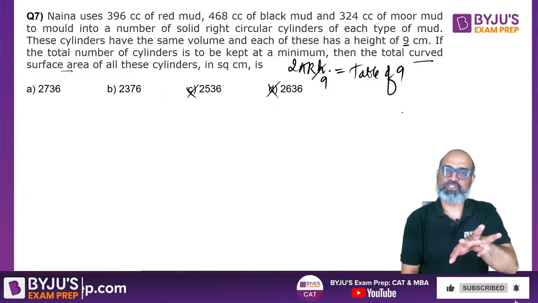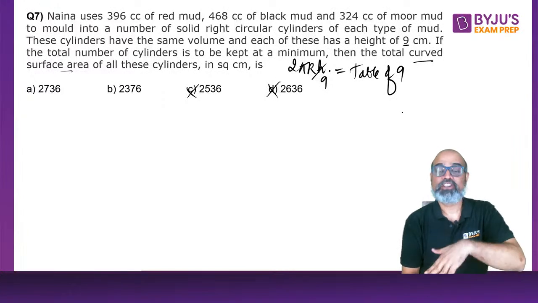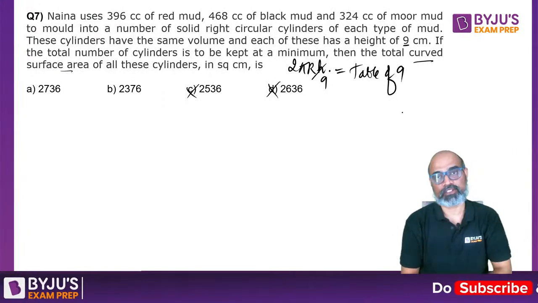because they are formed of the same digits rearranged. So if 2736 is in the table of 9, 2376 will also be. Now we have to find out which of A and B is the answer.